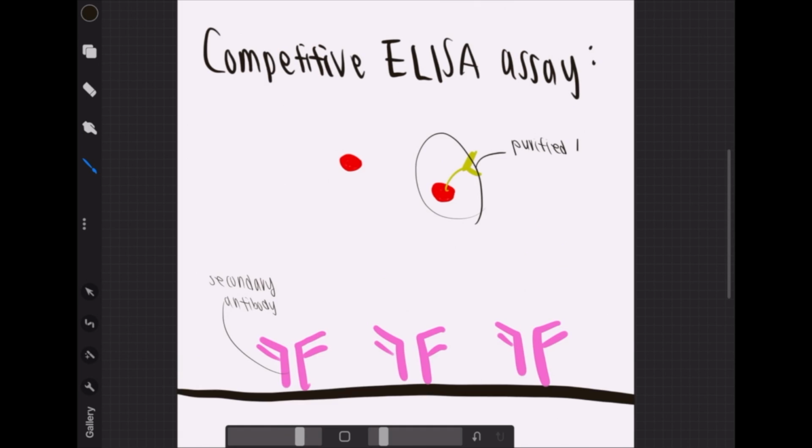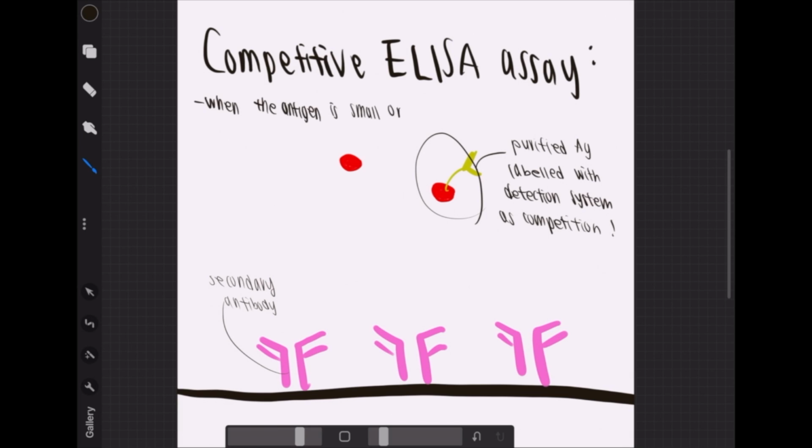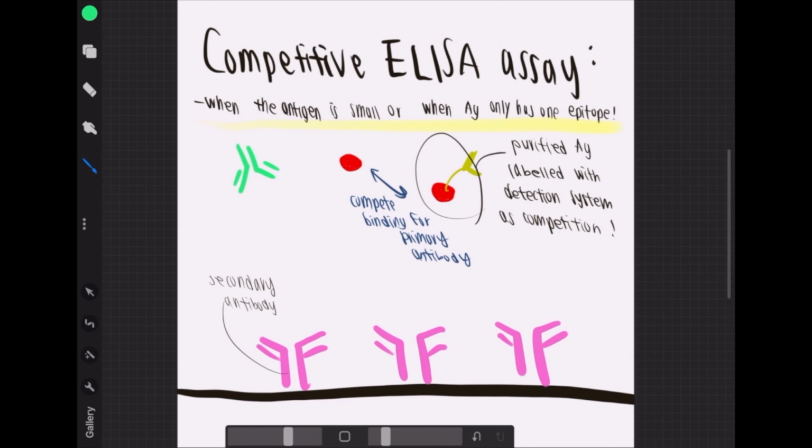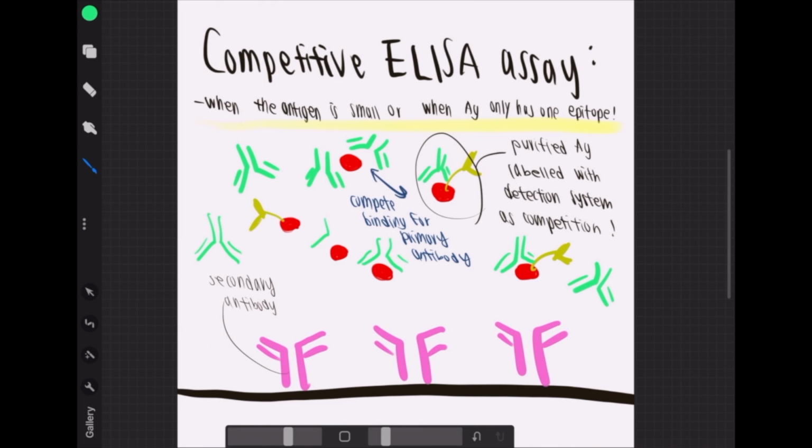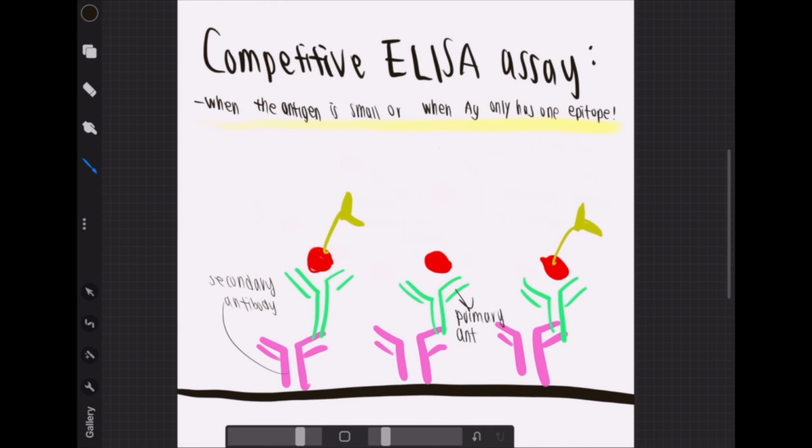The competitive ELISA assay is used when antigen is small or when it only has one epitope. The microplate will be pre-coated with secondary antibodies. Besides the addition of primary antibodies and sample, purified antigen labeled with a detection system are also involved in this assay. The purified antigen labeled with the detection system will compete with our sample for the binding of primary antibodies, which eventually bind to the secondary antibody coated on the well. The signal output will be inversely dependent on the sample concentration.